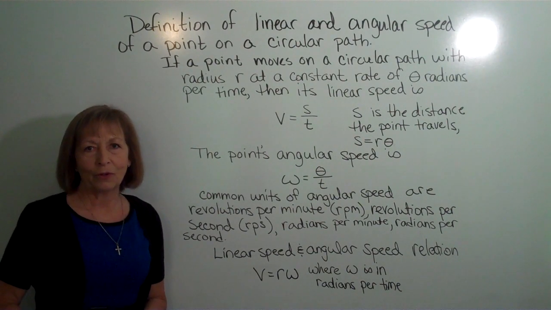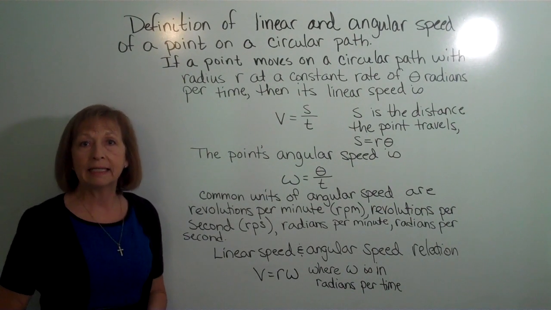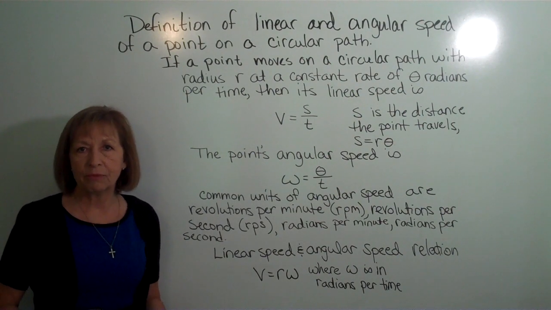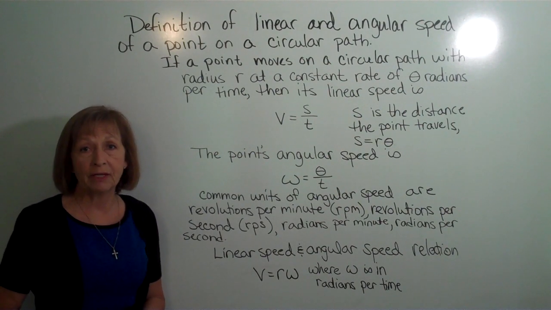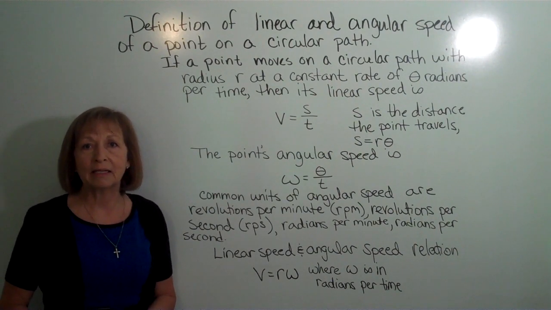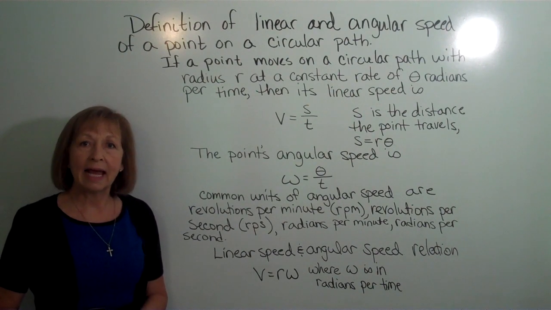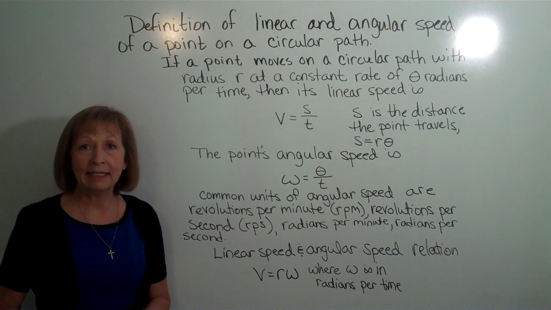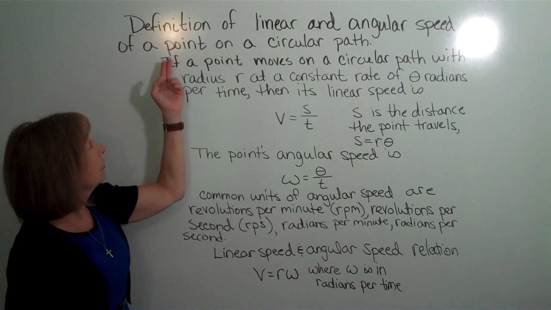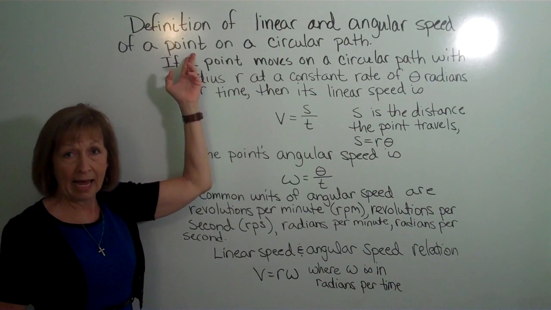Now that we have done our work with finding what radian measure is for a measure of a central angle, and we also have a connection between the radian measure and the degree measure, we can actually look at our first application of radian measure of an angle with this concept of angular speed and linear speed. The definition of linear and angular speed of a point on a circular path.